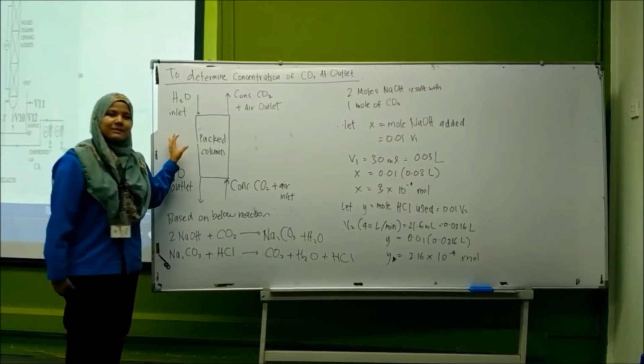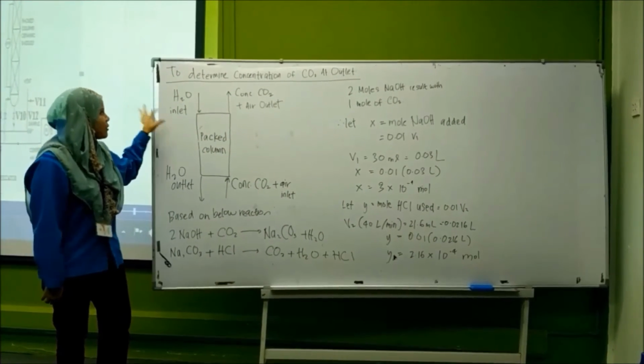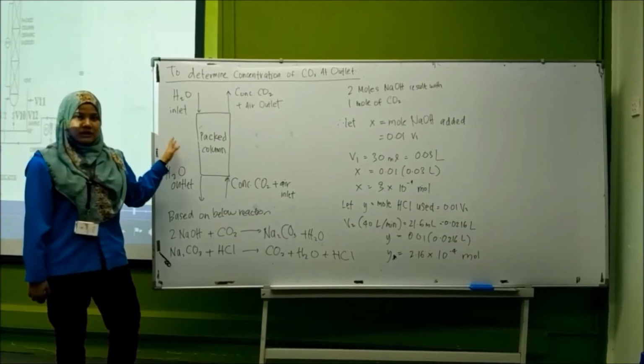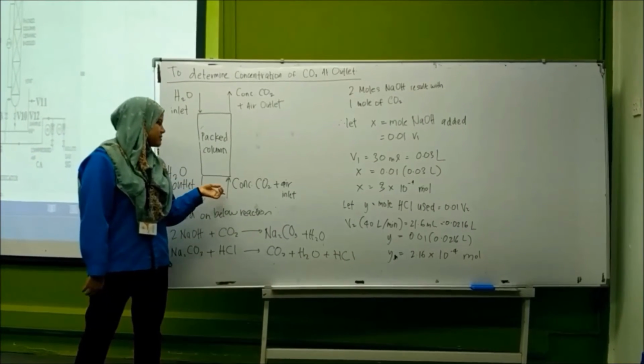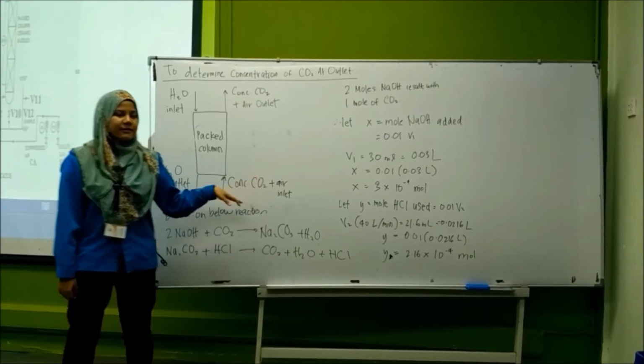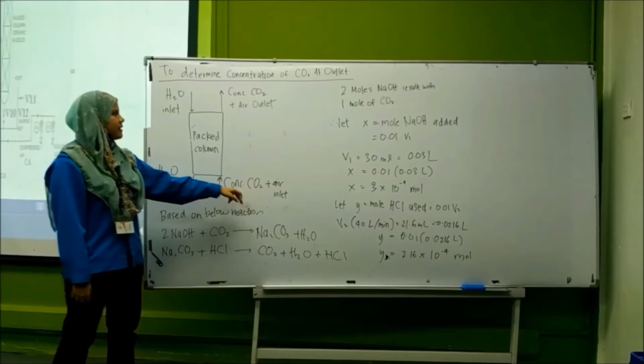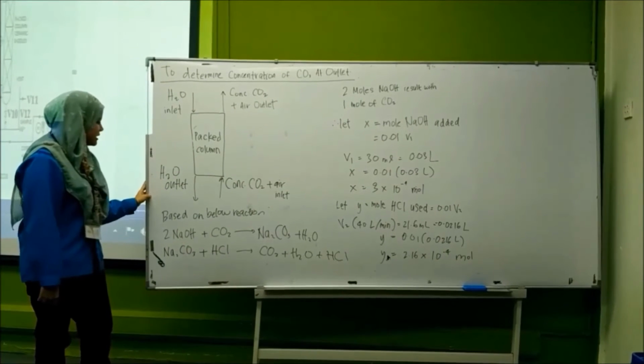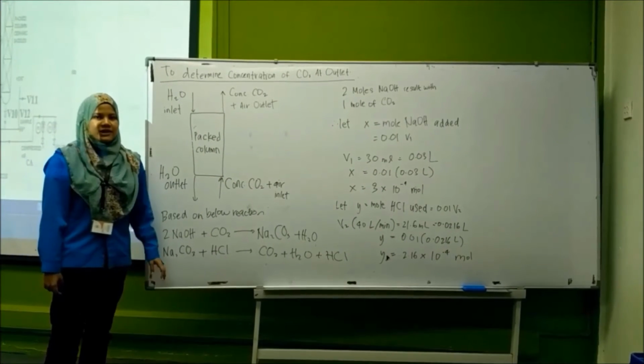So as you can see, this is a packed column. At the top of the packing is the inlet for water, while at the bottom of the packing is the inlet for the concentrated carbon dioxide gas and air. Okay, and then we will continue with the reaction.